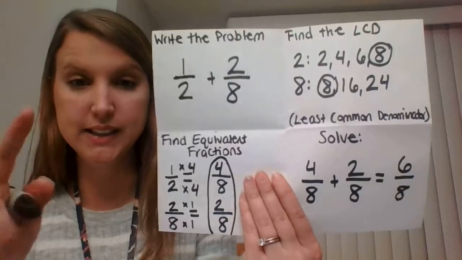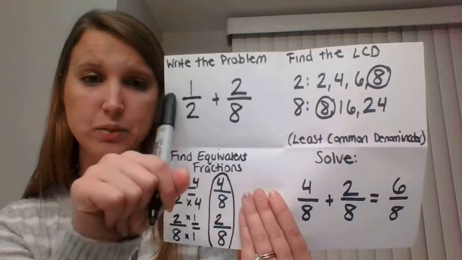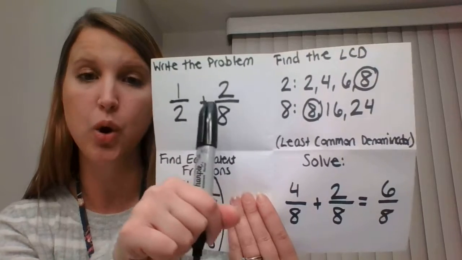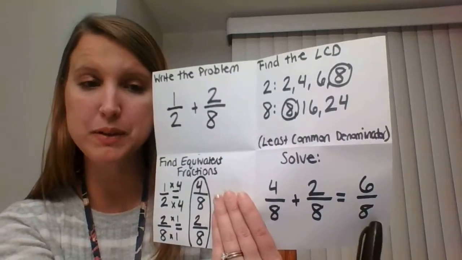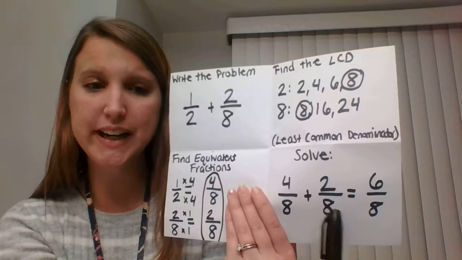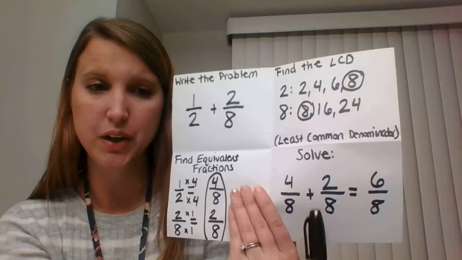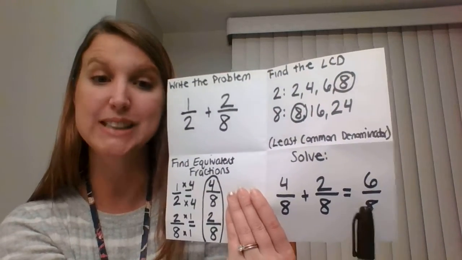So that means, let's bring this back to our original problem. My original problem is 1/2 plus 2/8. Well, my sum to this original problem is right here at 6/8 because I've created equivalent fractions here, which means the sum to my original problem is still the same. It's still 6/8.